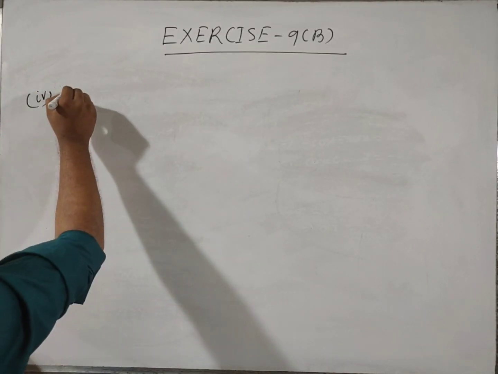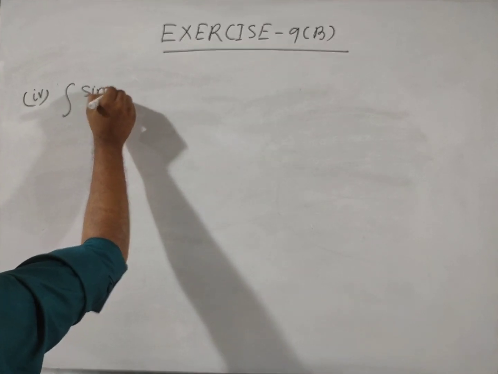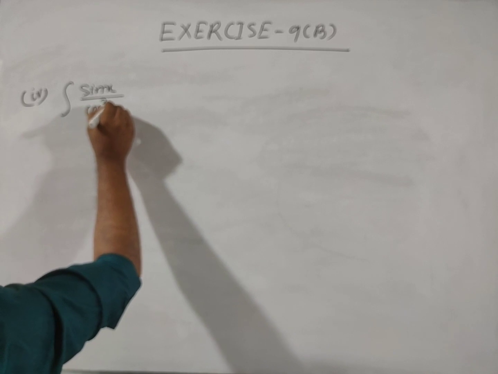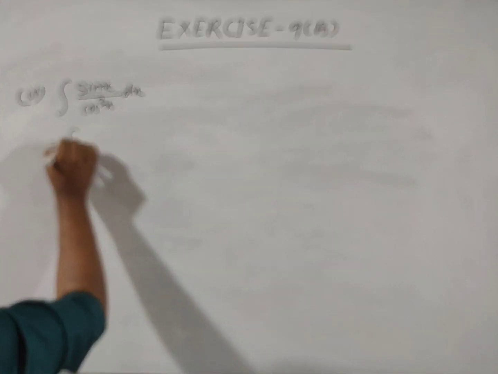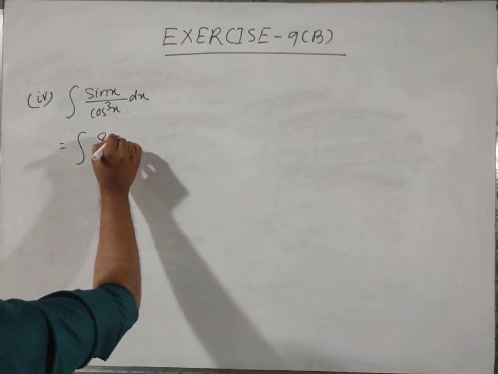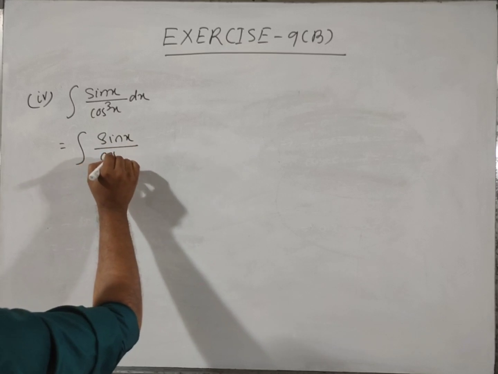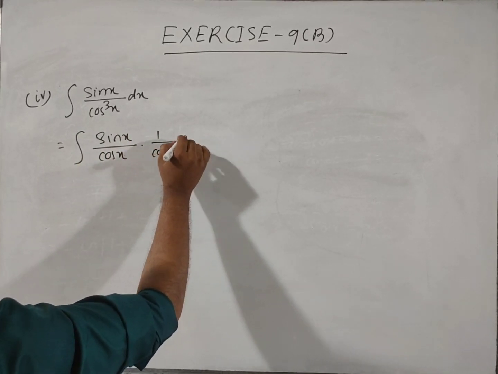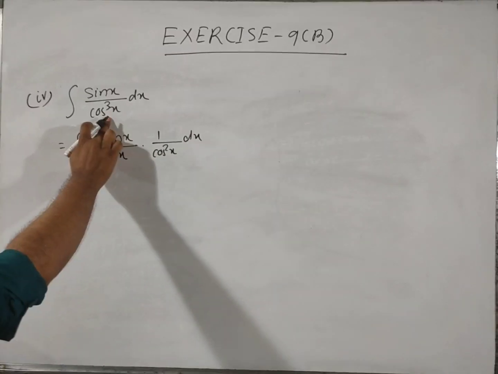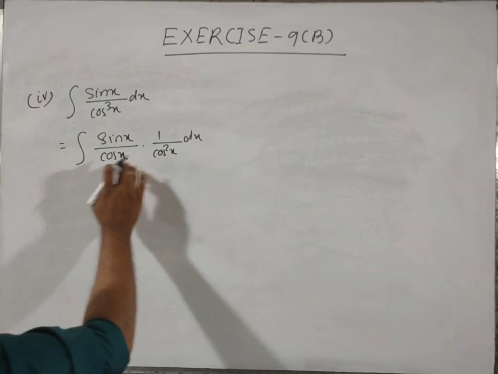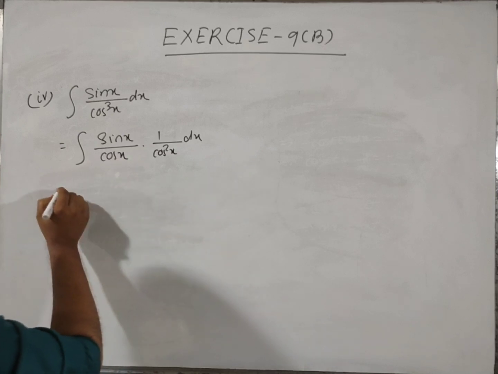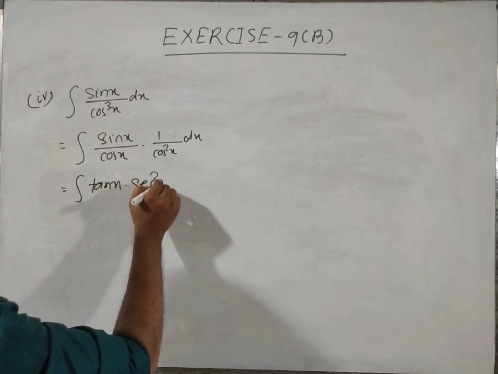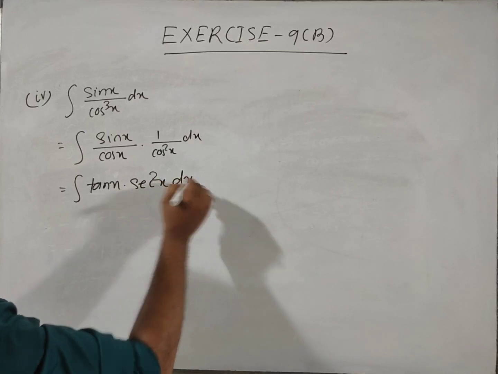Fourth bit, integral of sin x divided by cos cubed x dx. It will be in the form of sin x divided by cos x multiplied with 1 upon cos square x. Just I have expressed cos cubed x as the multiplication of cos x with cos square x. Then it will be in the form of tan x into sec square x dx.